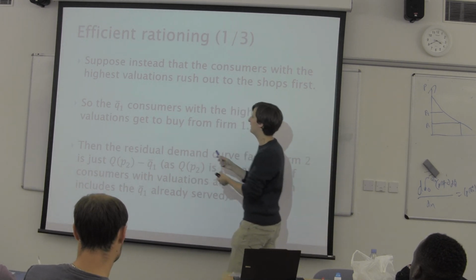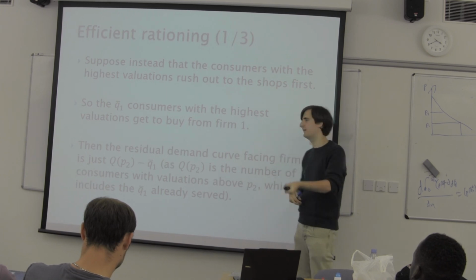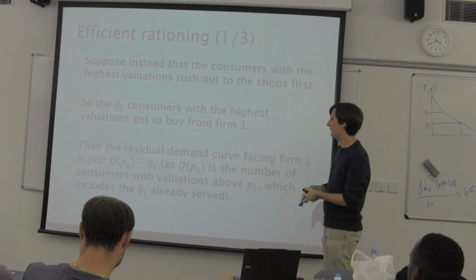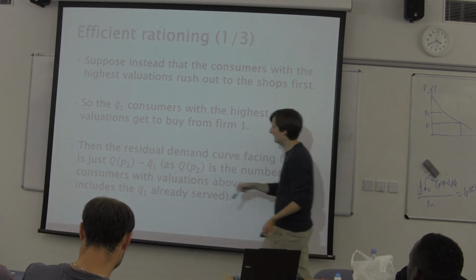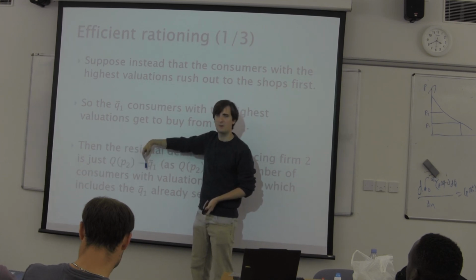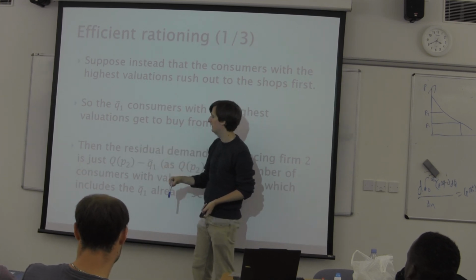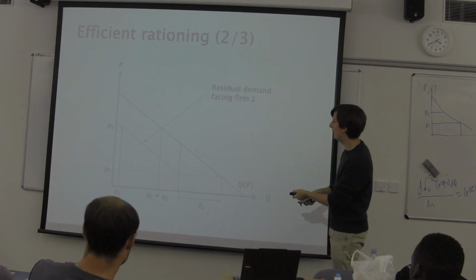So which consumers are going to get to buy the good? Well, the Q1 bar consumers who have the highest valuations. They're the ones who are prepared to camp out outside the shop. So what's the residual demand facing the second firm going to be? Well, it's just going to be total demand less these consumers who camped out and bought from the first firm. And it's also easy to see this in the graph.